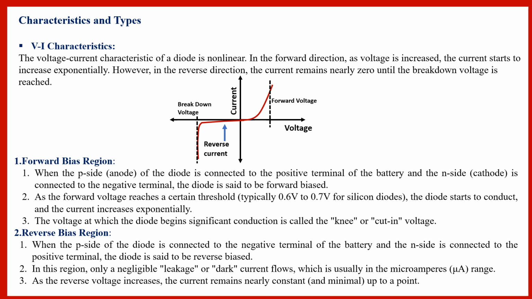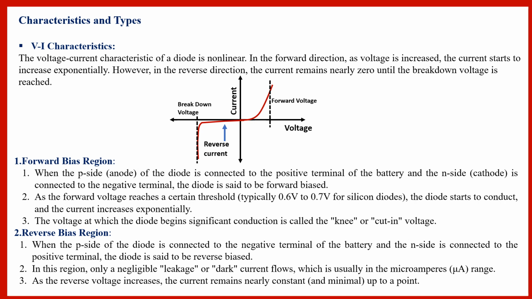VI characteristic: this particular figure shows the VI characteristics of a diode. As I said, when you connect the P side of a semiconductor to the positive terminal of the battery and the N side to the negative terminal of the battery, and when we measure the current against the applied voltage, this kind of curve is shown. This side corresponds to the forward side and this side corresponds to the reverse side. The current characteristic of a diode shown here is non-linear, and in the forward direction, as the voltage is increased, the current starts to increase.